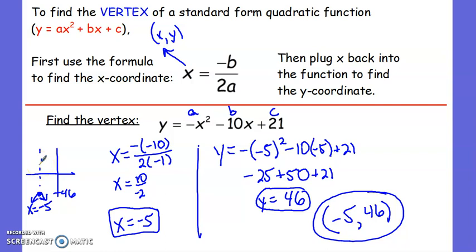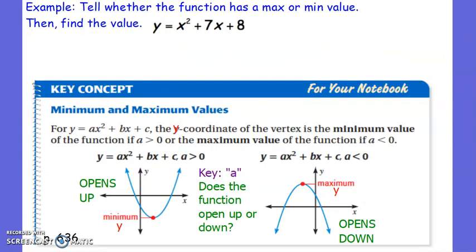Now, because that's opening down, we would also call that a maximum. So if you can find the vertex quickly, you can also find what we call a minimum or a maximum of our graph. So if you find a question that asks you to find a minimum or a maximum, what we want to do is start by finding the vertex. So go ahead and take the standard form equation that's at the top of the screen. I'm going to pause the video now, see if you can find the vertex, and we'll talk more about minimums and maximums.